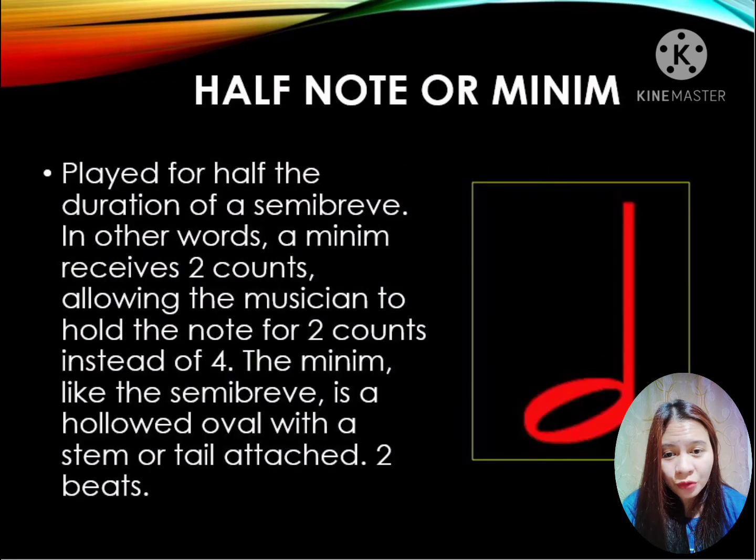Next is the half note or minim. So, a half note is played for half the duration of a semibreve. In other words, a minim receives 2 counts, allowing the musician to hold the note for 2 counts instead of 4. The minim, like the semibreve, is a hollow oval with a stem or tail attached. So the beat for the minim is 2 beats.